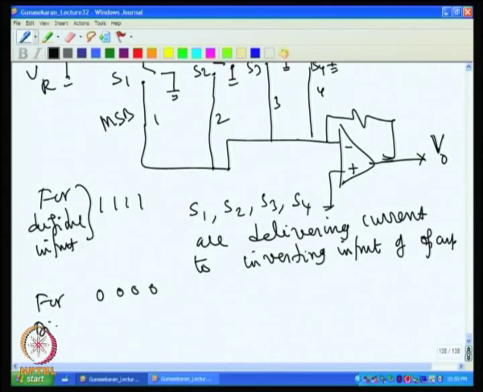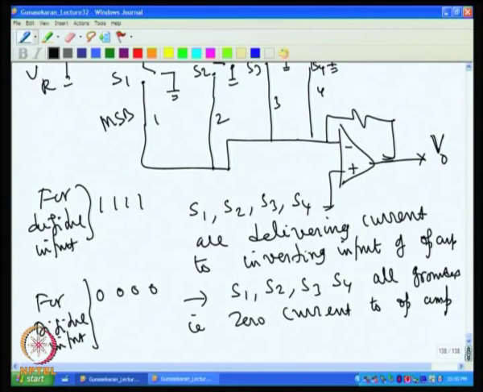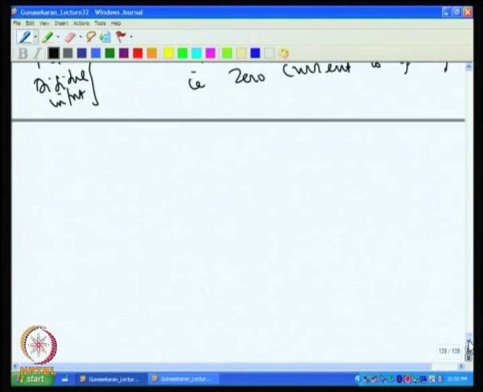It is per digital input 0 0 0, we will have S1, S2, S3, S4 all grounded. That is 0 current to op amp. In between, depending on the digital value, whenever it is 1, they are delivering current to op amp. If the digital value is 0, it is delivering the current to ground.